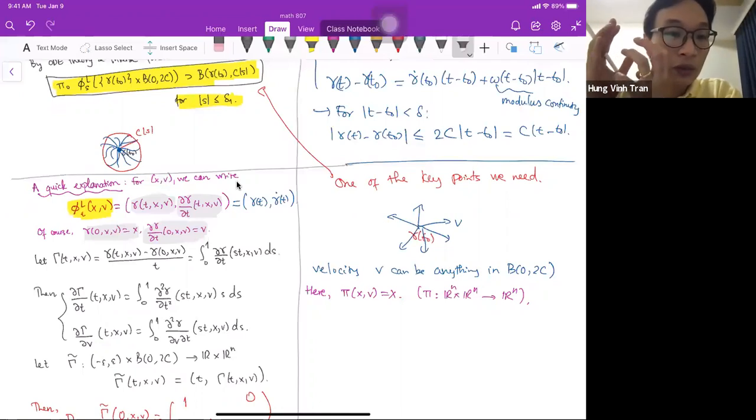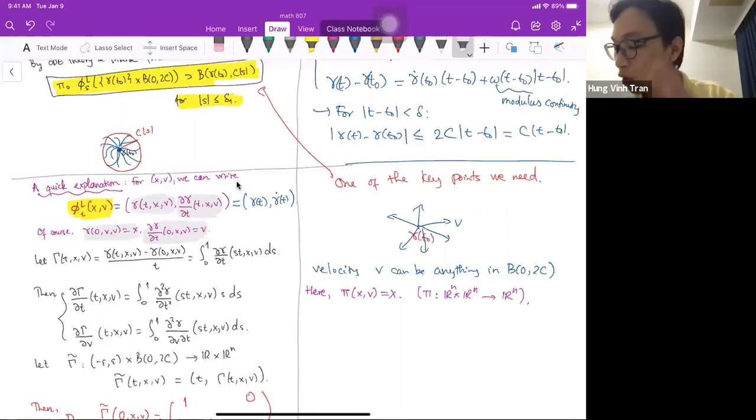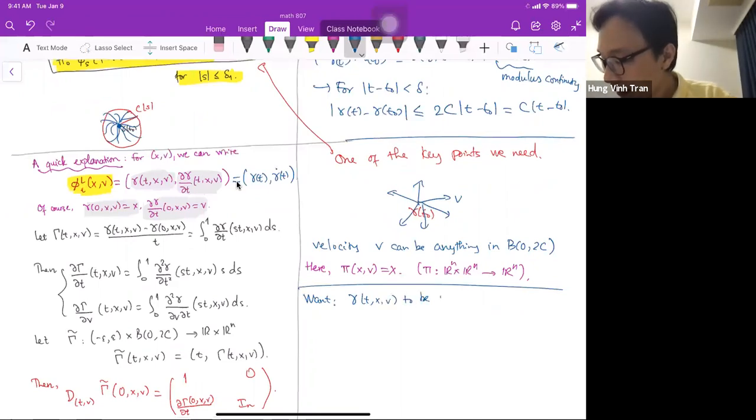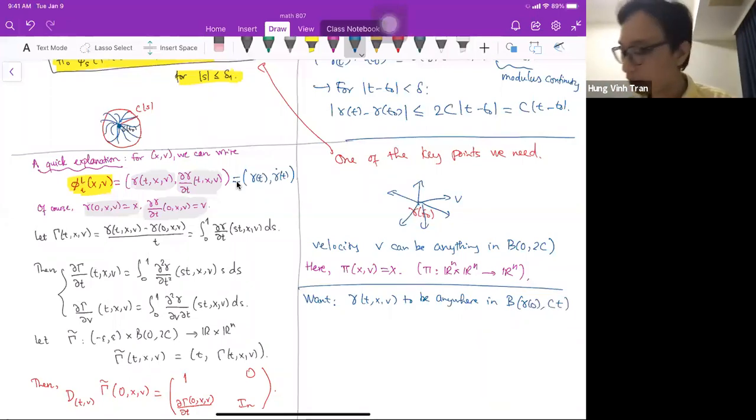So in order to record that, I want to normalize things. Maybe let me write down here. So we want to have that gamma t x v to be anywhere in the ball of center gamma 0 radius ct. Okay, let's assume that t is positive now.